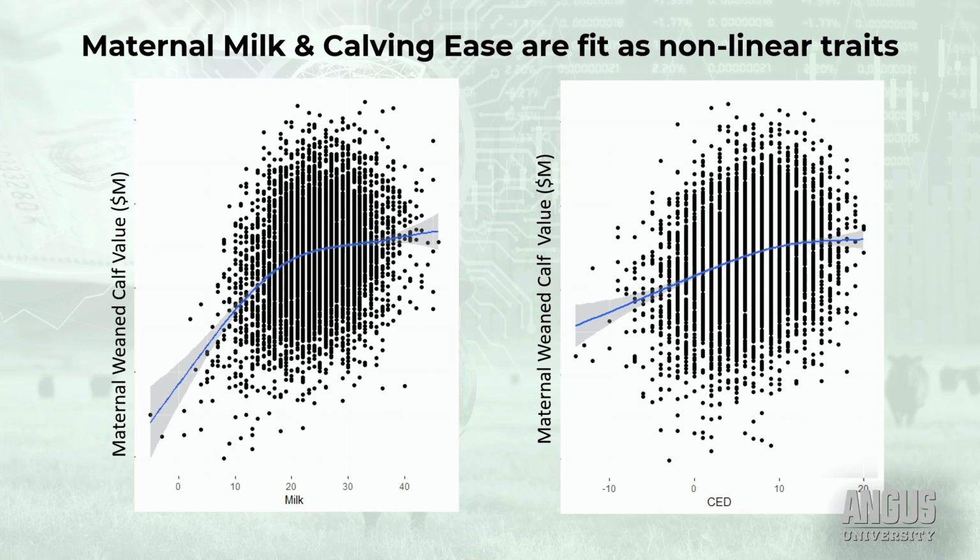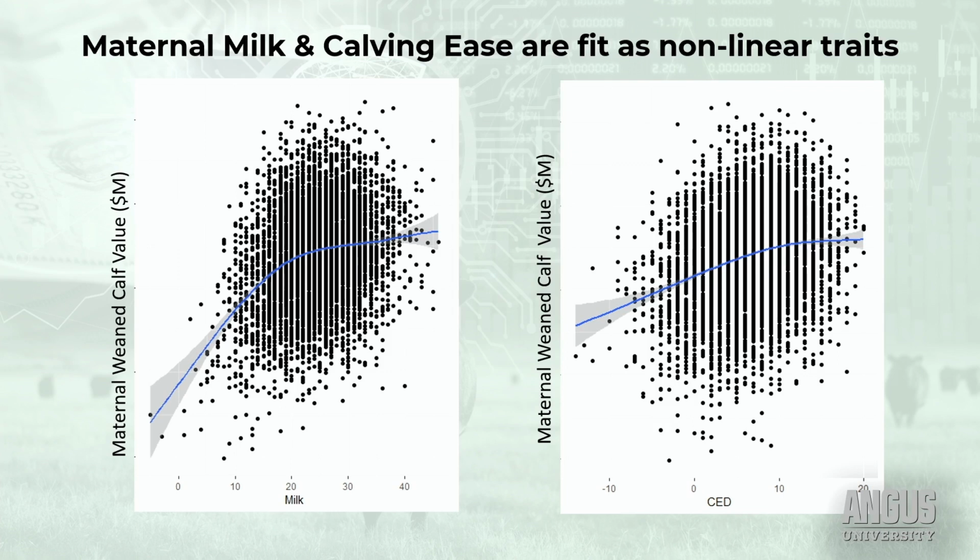It doesn't mean that you're going to get discounted for a bull that has a maternal milk EPD that might be 30 or above. It just means you're not going to get as much credit moving from 20 to 30 pounds of milk as you would if you go down to the lower side of the scale and you start moving from a 10 milk EPD to a 20 milk EPD.